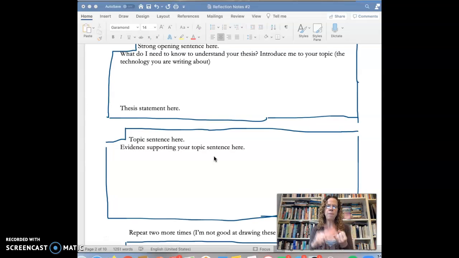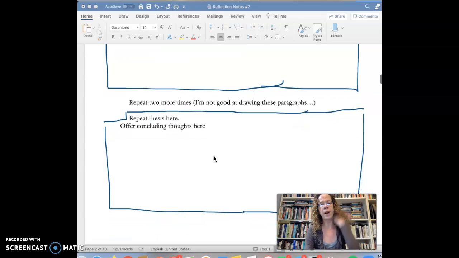So your thesis statement and your topic sentence, I think of as signs by the highway. I want to look, get the information, keep going. The rest of the paragraph is where you explain more about what you're talking about, okay? So keep your thesis and your topic sentences short and sweet.